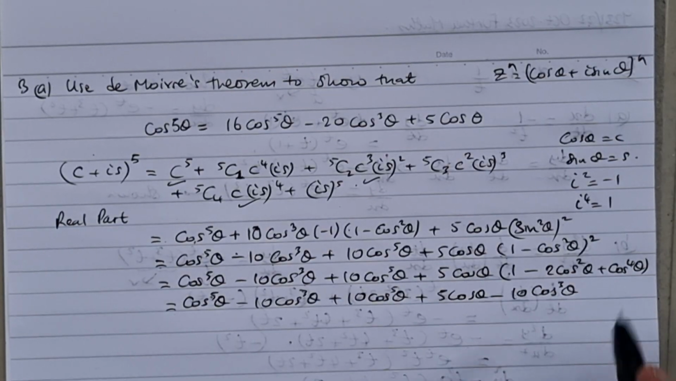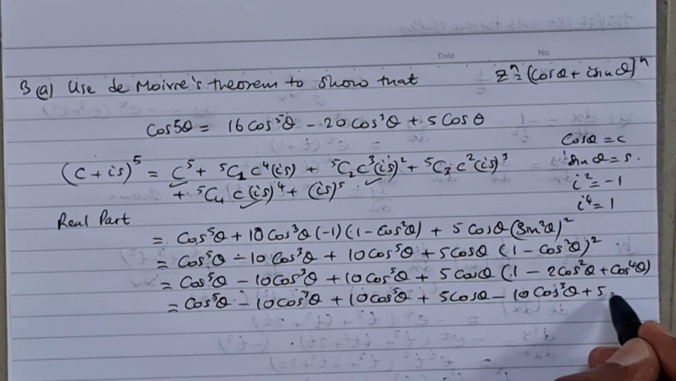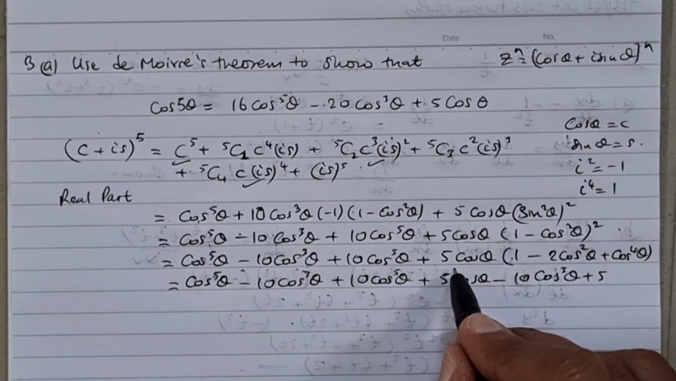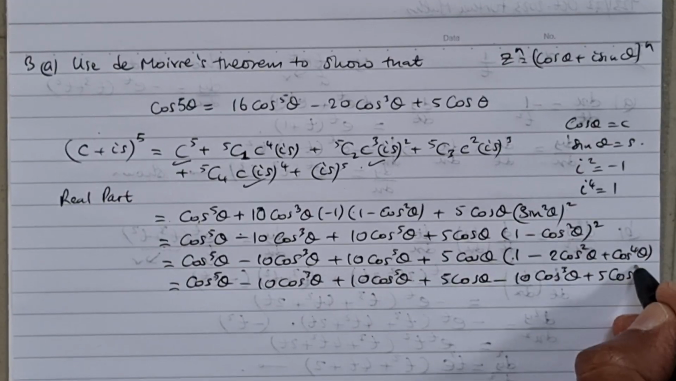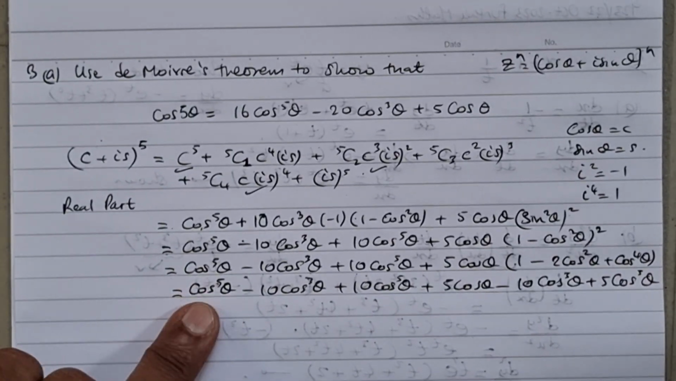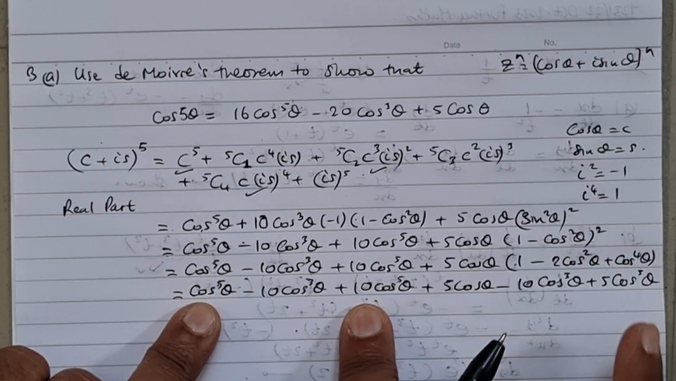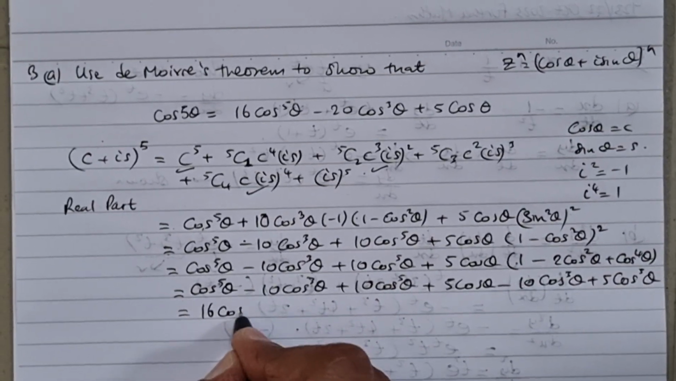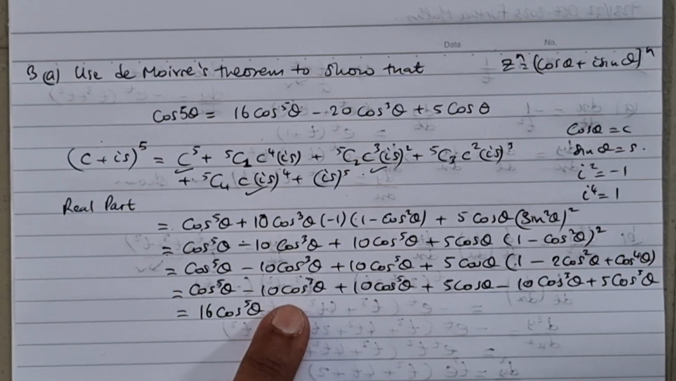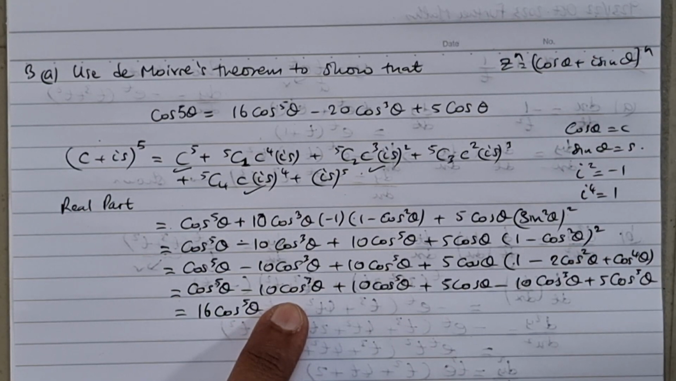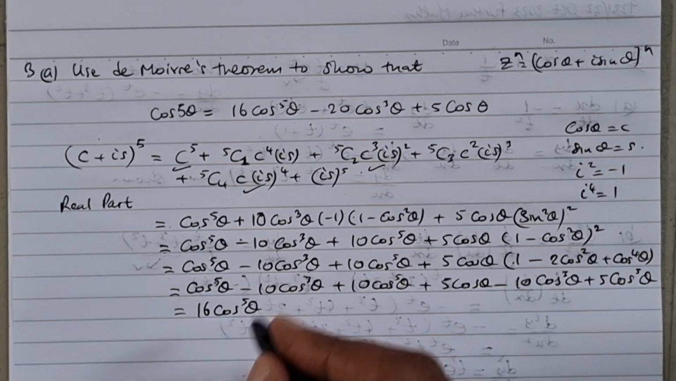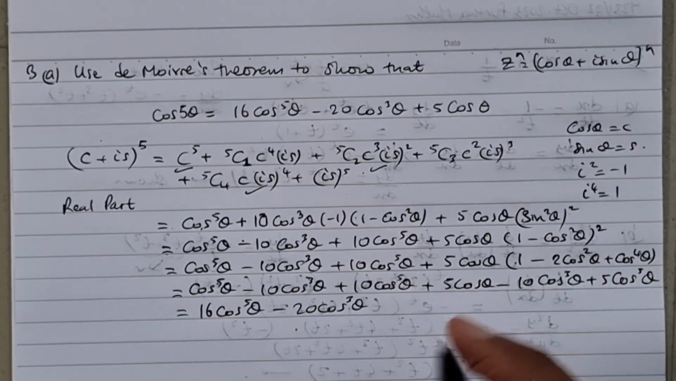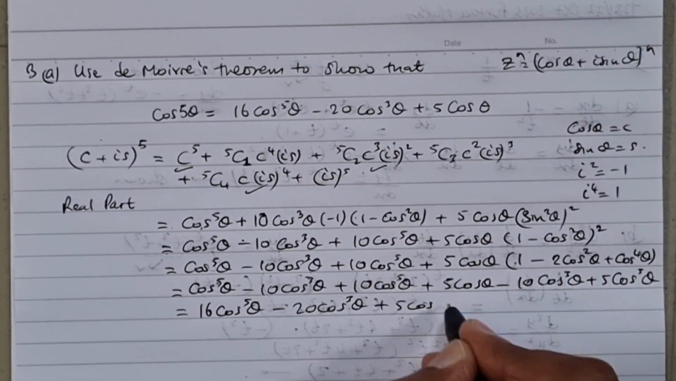Okay, cos square times this, and now we got plus 5 cos to the 5 theta. So cos to the 5 theta plus 10 cos to the 5 theta plus 5 cos to the 5 theta is 16 cos to the 5 theta, minus 10 cos cube theta minus 10 cos cube theta is minus 20 cos cube of theta. And I've got my plus 5 cos of theta plus 5 cos of theta.